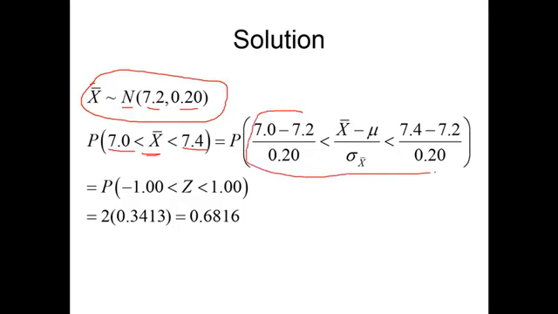We take the z-score of everything, and this gets us z between -1 and +1. We do the math on it and get a probability of 0.68. And so the difference between this and the previous one is that we're in a different part of the curve here.